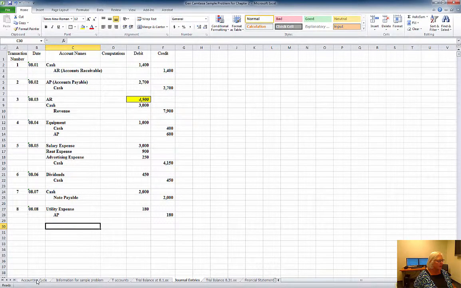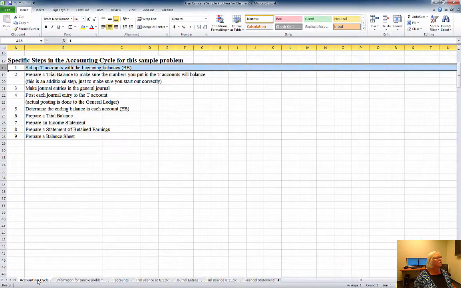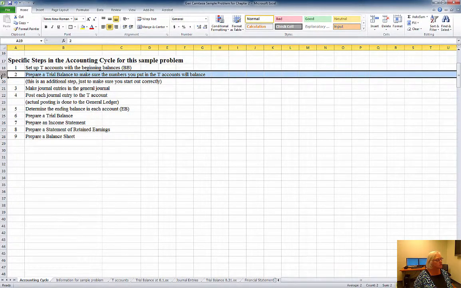Let's go back to the first tab here, specific steps in the accounting cycle. We set up the T accounts. You know what? I'm not doing what I'm supposed to do. We were supposed to prepare a trial balance to make sure that the numbers we put in the T account balanced. So let's stop and go do that right now.